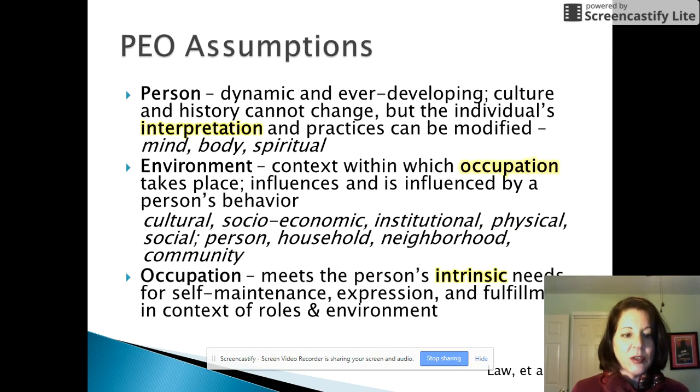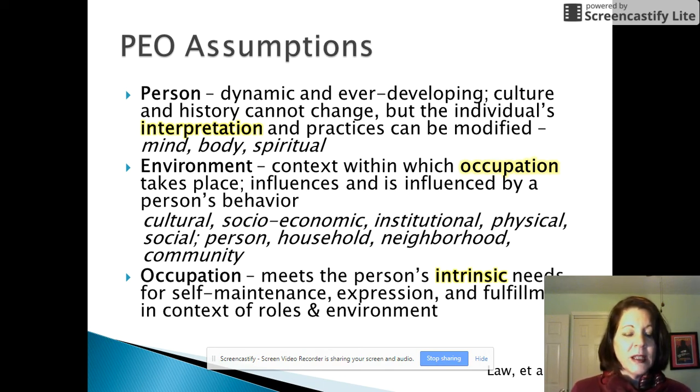So some of the assumptions with PEO. There is certainly a client-centered focus, because it's all about the individual's interpretation. And one of the ways that we intervene with persons is in order to practice modifying all the different aspects of the person, the mind, the body, and the spiritual.